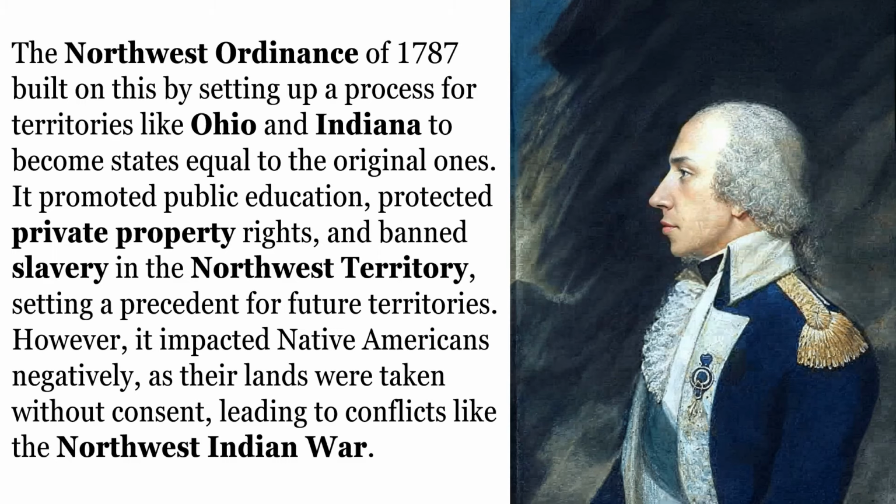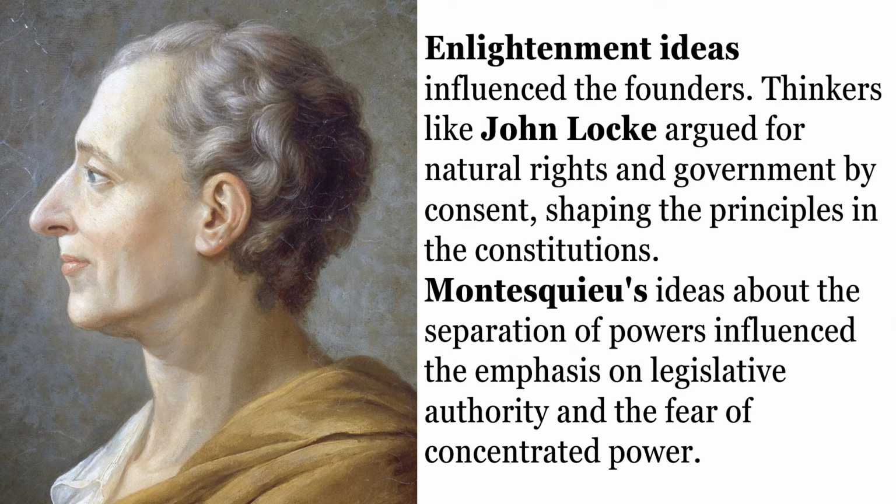The Northwest Ordinance of 1787 built on this by setting up a process for territories like Ohio and Indiana to become states equal to the original ones. It promoted public education, protected private property rights, and banned slavery in the Northwest Territory, setting a precedent for future territories. However, it impacted Native Americans negatively, as their lands were taken without consent, leading to conflicts like the Northwest Indian War. Enlightenment ideas influenced the founders.